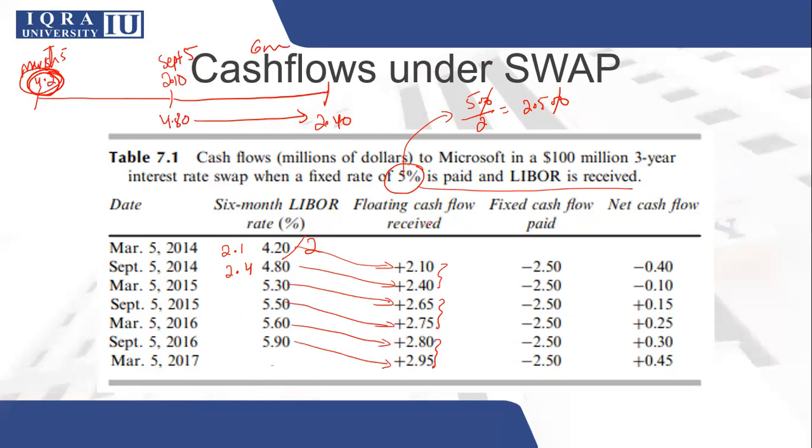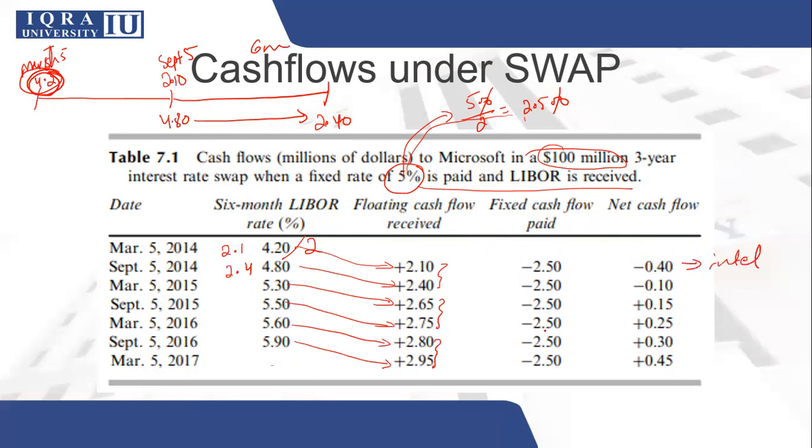Now this is the cash flow that Microsoft is going to receive based on that. So 2.1% multiplied by 100 million will give you 2.1 million. This is the amount Microsoft will receive, and this is the amount that Microsoft has to pay based on the fixed interest rate of 2.5%. So the net payment is 0.4. Microsoft has to pay that to Intel over here. This negative means that Microsoft has to pay Intel.